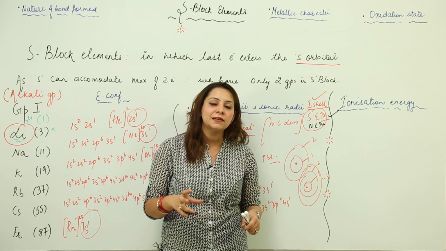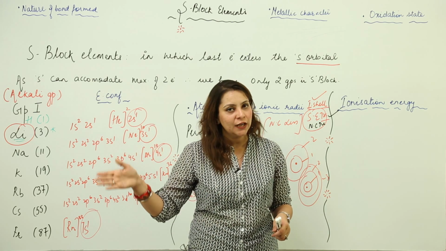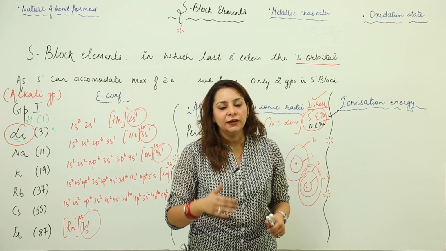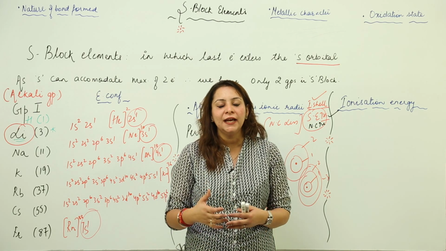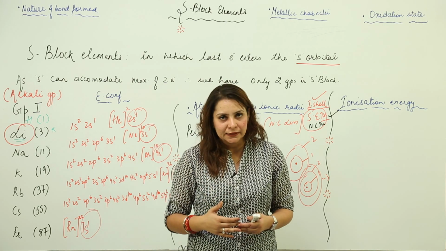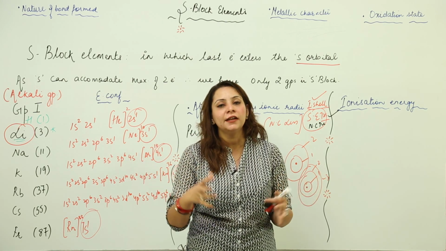So if somebody is going to ask you about the atomic size, you are going to just define it, that it is the distance from the center of the nucleus to the outermost shell, and then just write the electronic configuration and just write that along the group it increases. Then write the reason for it.